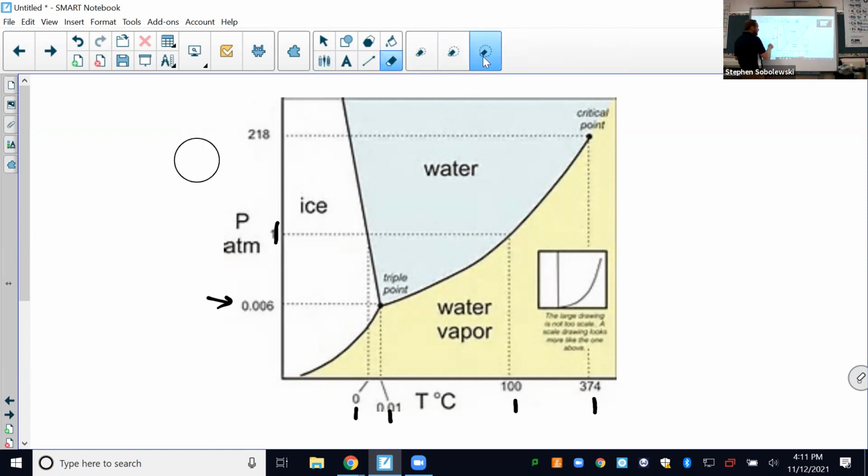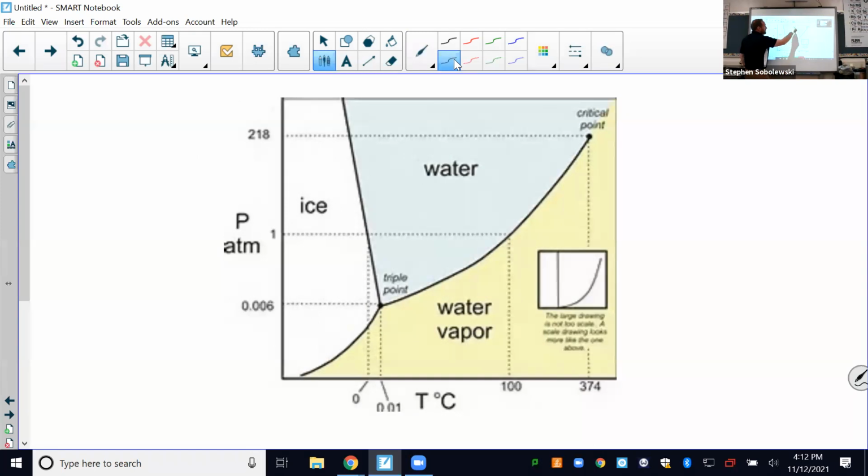What's going on here? Well, let's start with what we know, which is 1 atmosphere of pressure. That's what you're experiencing right now. If it's a nice sunny day when you're watching this, it might be a little higher than that, maybe 1.02. If it's kind of a stormy, rainy day, it might be a little lower, like 0.97, but it's not really going to be anything different than that. So we're pretty much at 1 atm.